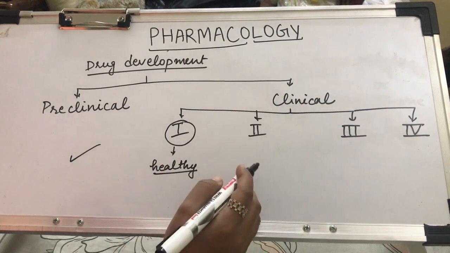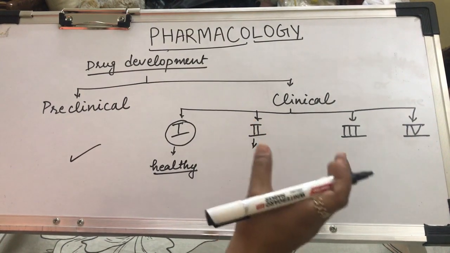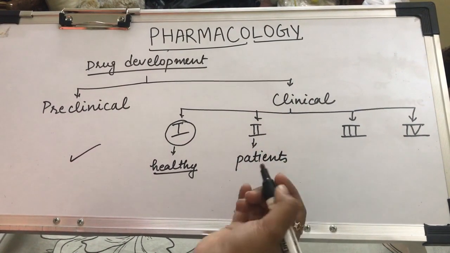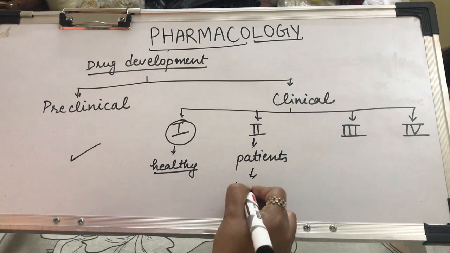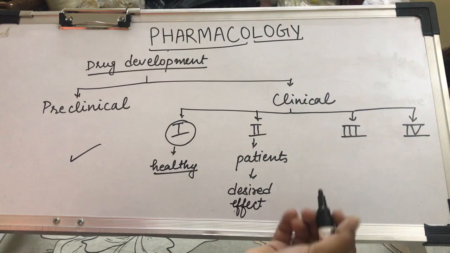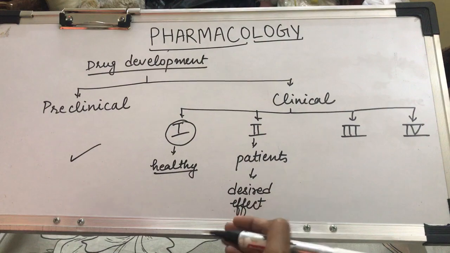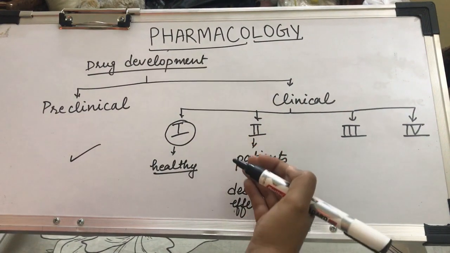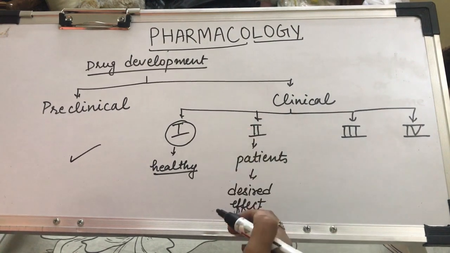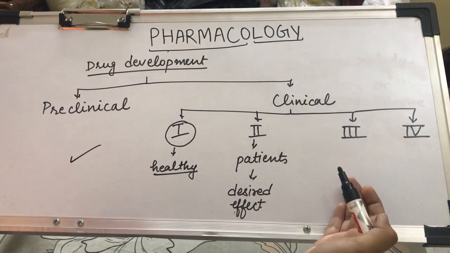Then in the second phase, the testing in patients will be done. You will select a certain number of patients and then you will do all the testings, and then you will check whether the desired effect is produced or not, whether it is correcting the disease or not. If there are beneficial effects and adverse effects are small, then it passes the second phase and we move towards the third phase.